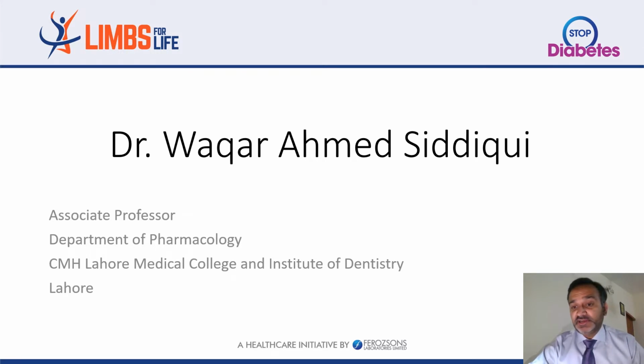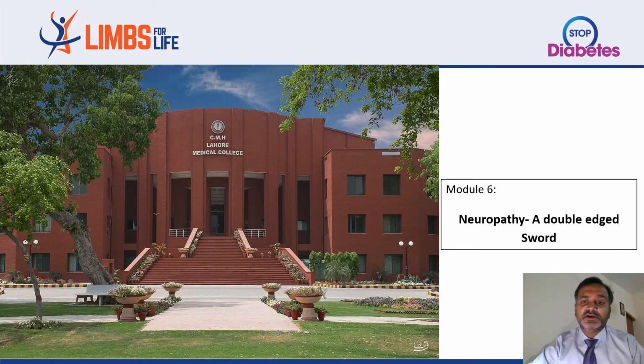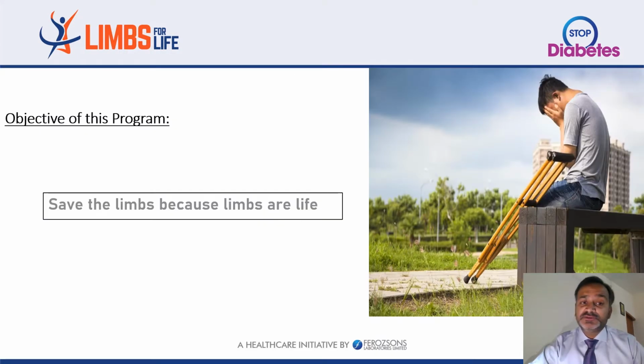Limbs for Life is a program that is launched in collaboration with Frozen Laboratories. We are at Module 6. We'll talk about neuropathy in detail, and the topic is neuropathy, a double-edged sword. The objective of this program is definitely to save the limbs, because the limbs are life.